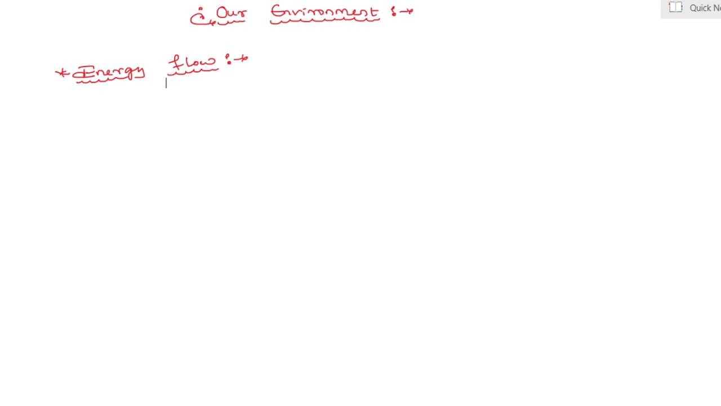Energy flow. Yes, my dear students, it means accumulation of energy takes place with the help of what? Producer, and transfer of food as well as energy to different trophic levels. It may be what? Heterotrophic levels. First one is herbivorous and second one is carnivorous, and lastly termed as what? Omnivorous. It means how much energy gets transferred, that is termed as what? Energy flow.